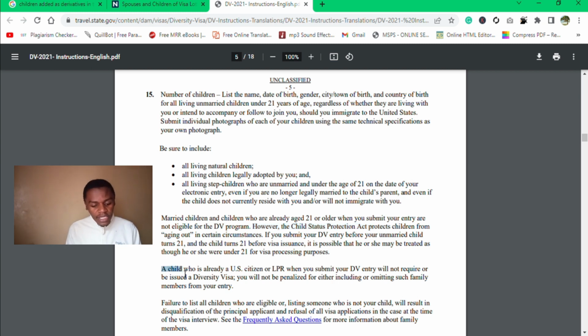And then finally, this last clause here says that a child who is already a US citizen or a legal permanent resident when you submit your diversity visa entry will not require to be issued a diversity visa. This is because he or she is a citizen or holds the green card. So he or she will not require to be issued another one. And it continues to say, even if you omit that child that is already in the United States in your application, you will not be penalized. So if you include him or her or you exclude him or her, it's not a penalty. I hope that is very clear and the information is useful. Please don't make the mistake of including any unqualified child, because this will cost you the visa.